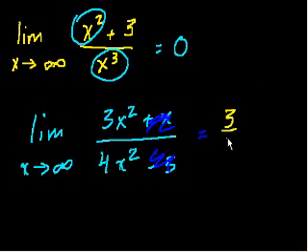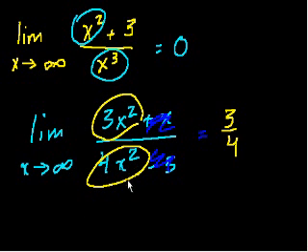It's 3/4. So what you do is you just figure out what's the fastest growing term on the top, what's the fastest growing term on the bottom, and then figure out what it approaches. I mean, if they're the same term, then they kind of cancel out, and you say the limit approaches 3/4. It's a very non-rigorous way of doing it, but it gets you the right answer.